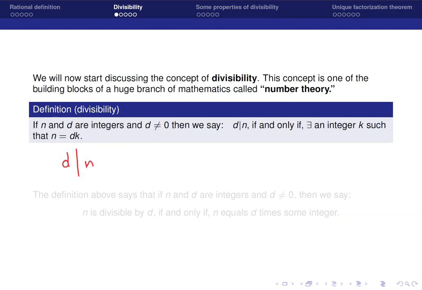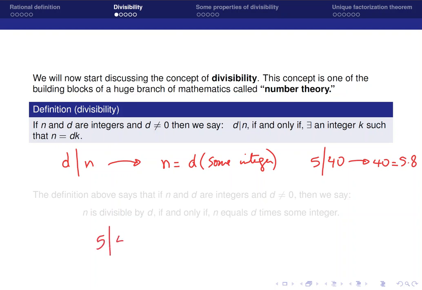And so what does it mean to write d slash n like that? This means that d divides n. So in other terms, n can be written as d times some integer. That's what this notation means. So for example, I could say 5 divides 40. And why does 5 divide 40? It is because 40 is equal to 5 times 8. 8 is an integer. Now notice I did not write 5 divides 40 equal to 5 times 8.